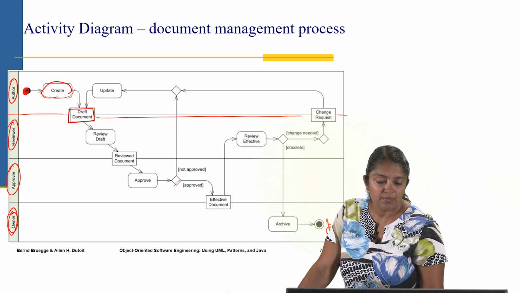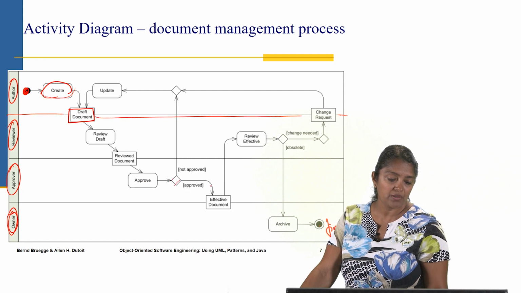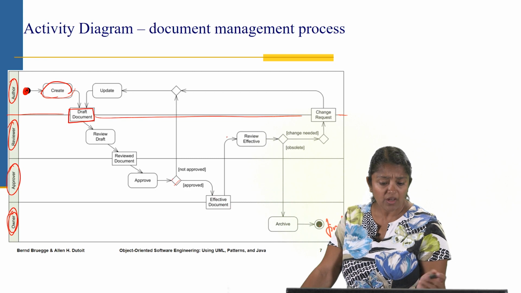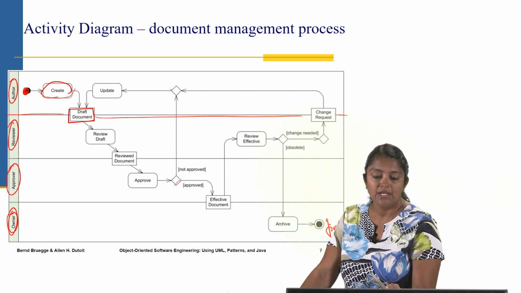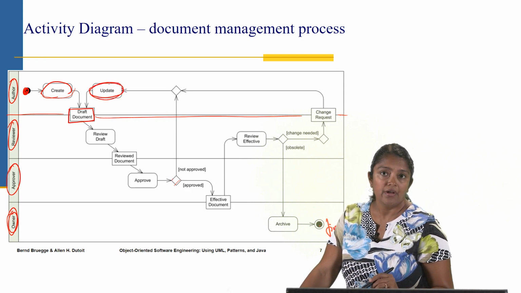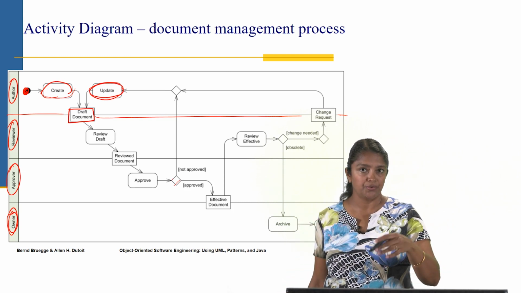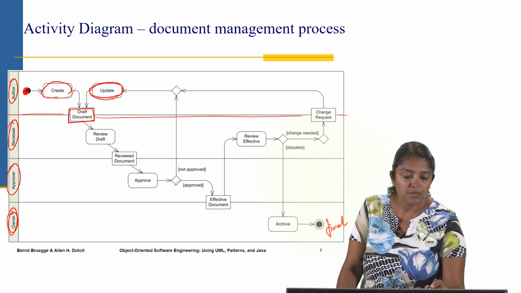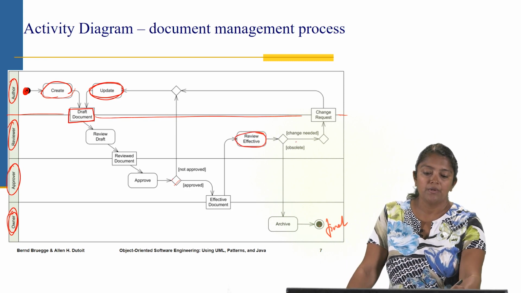And then there's the decision making of whether this document is approved or not. If it's approved, then it becomes an effective document and moves further in the workflow. If it's not approved, then it's taken back into the author swim lane and the author updates it. So there's the update activity. And then once the author updates it, again sends the draft document back to review, and from review to approve, and so on.